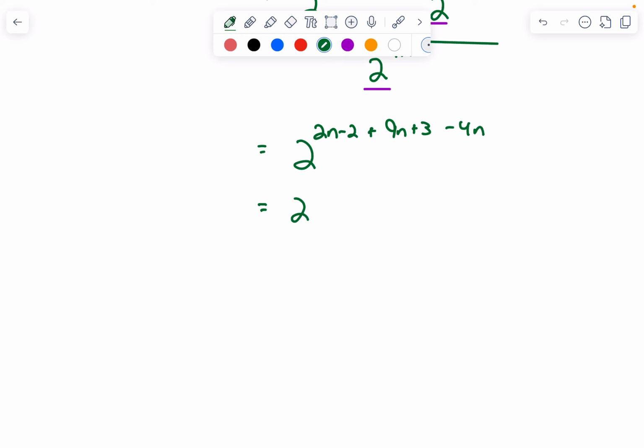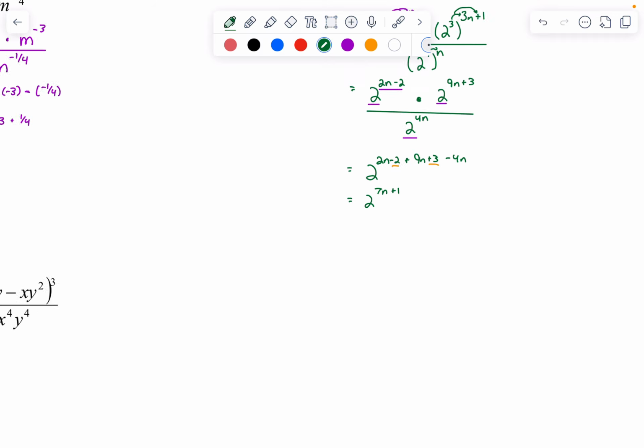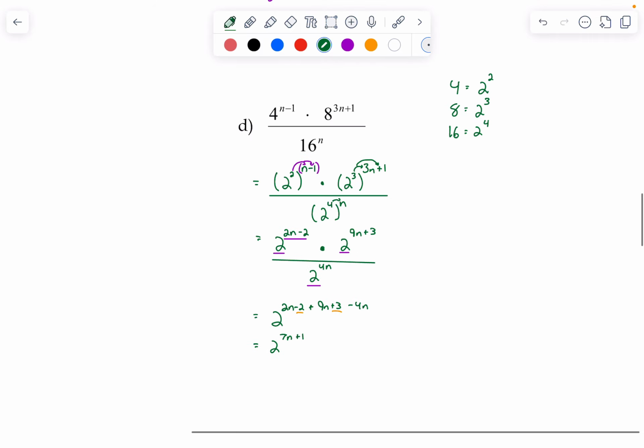So collect like terms now. So we have 2n plus 9n, so that gives us 11n, minus 4n, that will give us 7n. And then our constants, we have a negative 2 and a 3, that will give us plus 1. And that is your final answer, okay? So be on the lookout for rewriting each as a base of 2. All right, so star this question. You'll see this a lot.